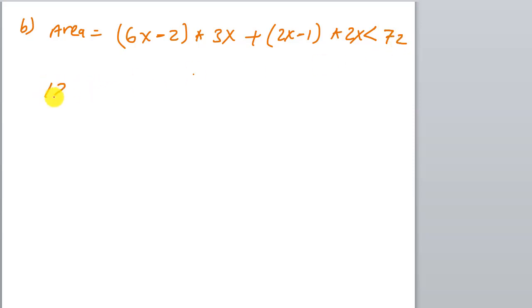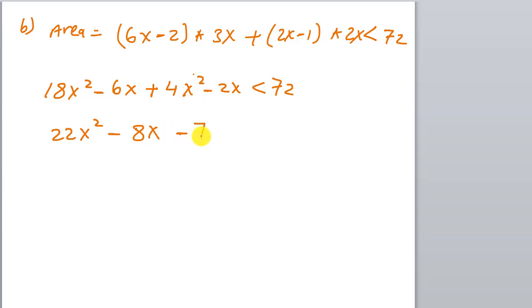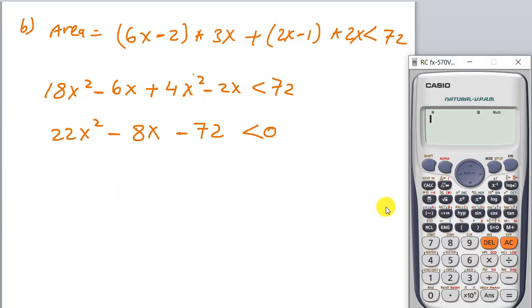So let us start: 18x squared minus 6x plus 4x squared minus 2x less than 72. So 18 and 4, 22x squared minus 8x minus 72 less than 0. So let us find the x. Let us bring our calculator. Equation mode 5 and then quadratic equation, which is 3. So 22 enter, and then minus 8 enter, and then minus 72 enter.